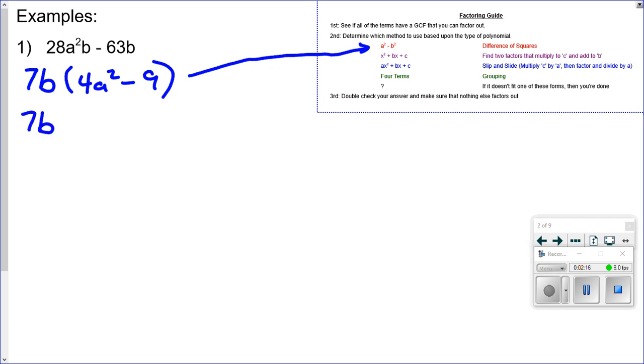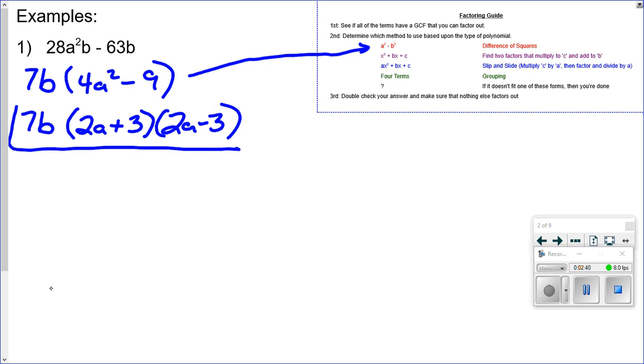A lot of times my students will forget the 7b, so don't forget that. The square root of 4a squared is 2a. The square root of 9 is 3. And then I just repeat that, but this one I make minus 3. I double check, nothing else can be factored here, so that's my final answer. So I first factored out a 7b, then I noticed that it fit the form of difference of squares, and I took the square root of each term. All right, so let's look at another example.